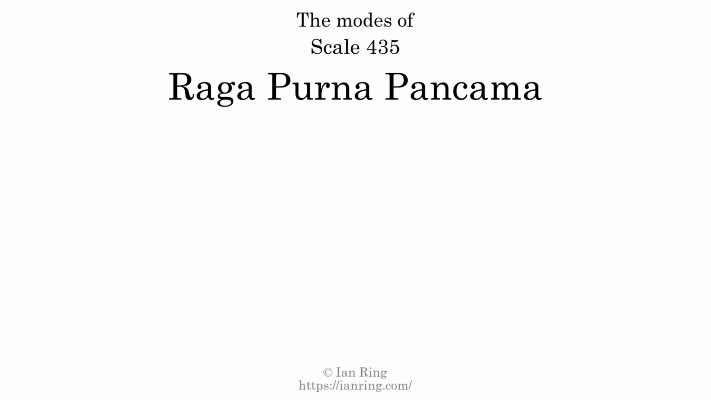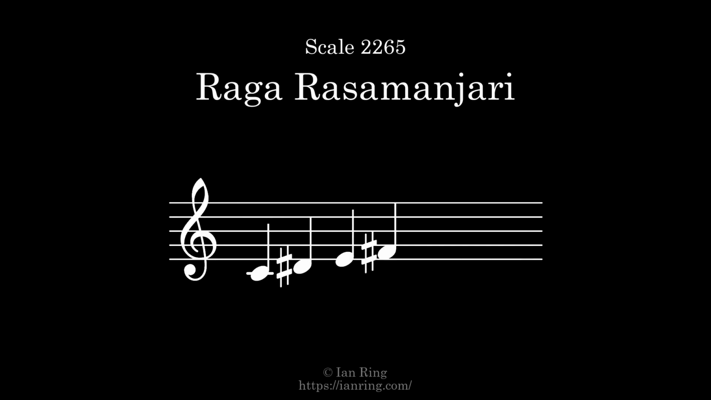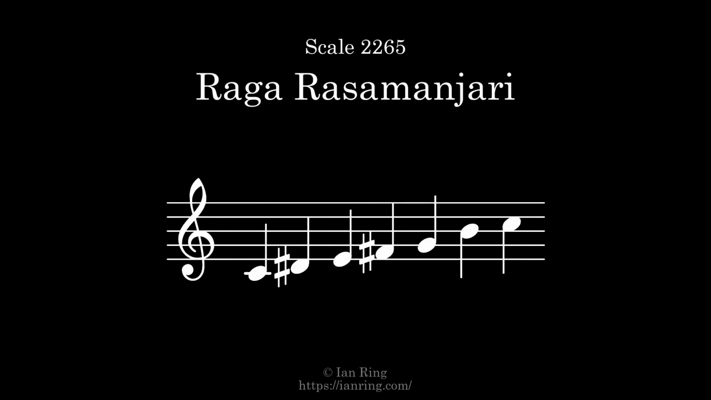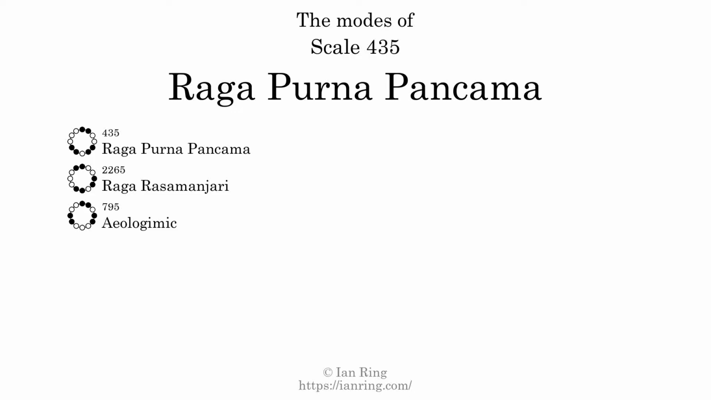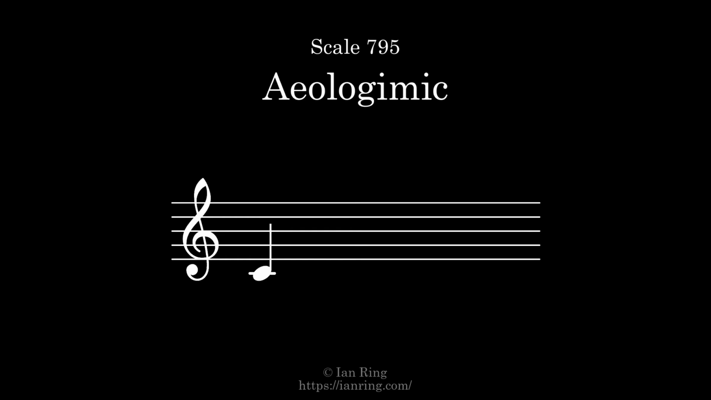This scale has 6 modes. The first mode is itself. The second mode is scale 2265, also known as Raga Rasamanjari. It sounds like this. The third mode is scale 795, also known as Eulogiamic. It sounds like this.